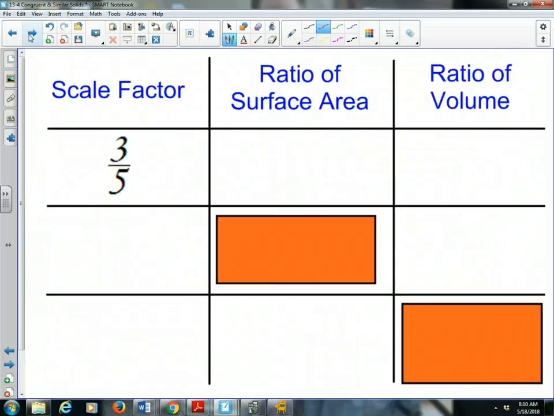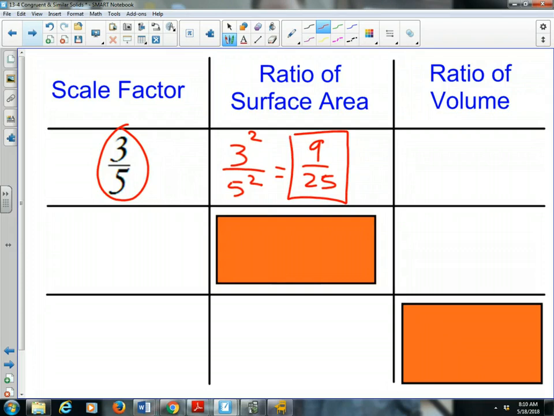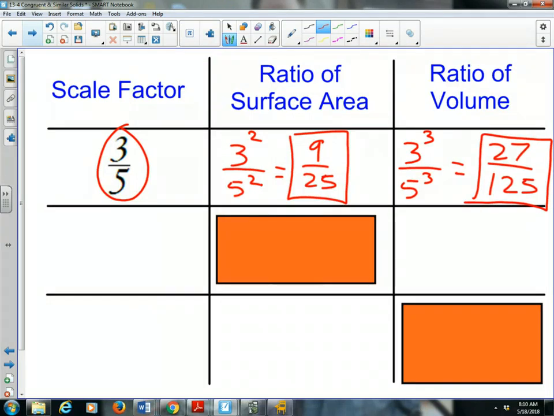So if the scale factor of the lengths of the solid is 3/5, we can find the ratio of the surface area. We square it to get to the surface area. It's 3 squared over 5 squared. That would make 9/25. So the ratio for similar solids of their surface area, if the scale factor is 3/5, is 9/25. How about the volume? It would be 3 cubed over 5 cubed, because the volume has a cubic dimension. So 3 cubed is 27, and 5 cubed is 125. So that's the relationship for the ratio of the volume.